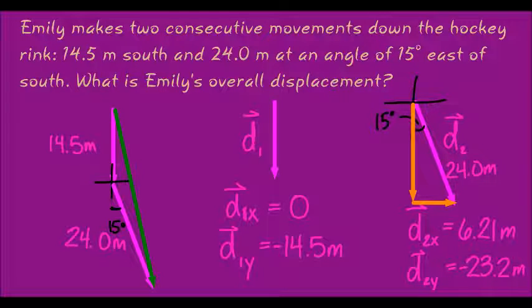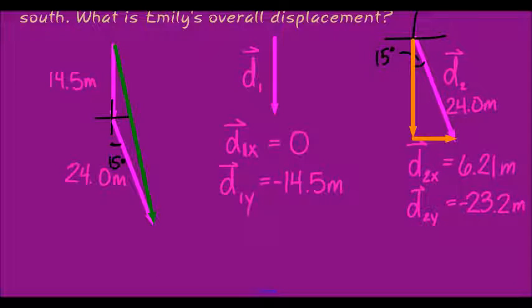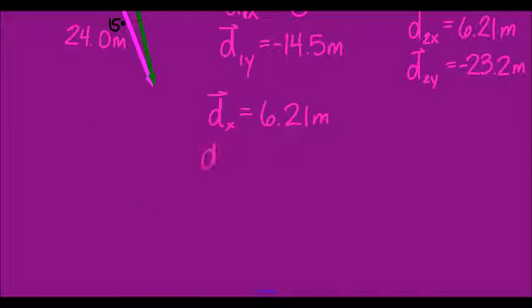So now that we've found the components of each of our vectors, we can move on to the third step, which says to add the x components together and to add the y components together. So when I add those two x components together, I get that the x component of the overall displacement is 6.21 meters. And when I add the y components together, I find that the y component of the overall displacement, or the resultant displacement, is negative 37.7 meters.